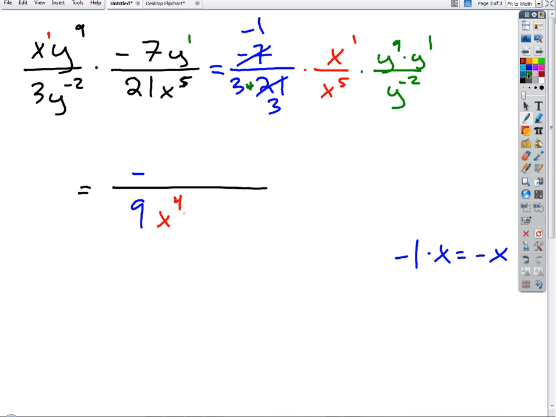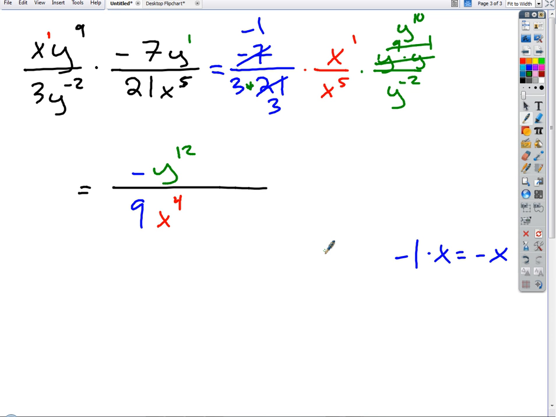And now what about over here? I've got y to the 9th times y to the 1st. That's a total of y to the 10th. So we get y to the 10th over y to the negative 2. What's bigger, 10 or negative 2? 10. So the y's are going to be on top. Now what's my power going to be? I've got to subtract. 10 minus negative 2 is 12. Good. There's my answer.